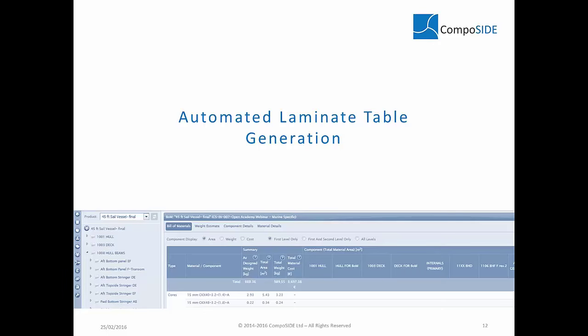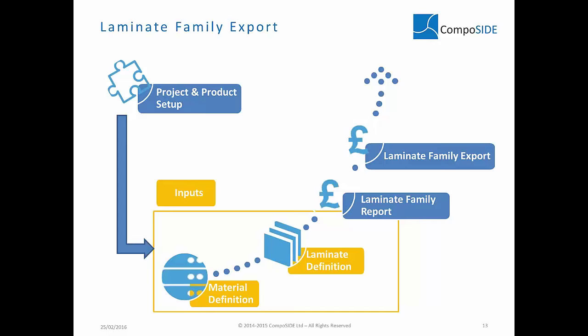Okay, so let's jump into CompoSIDE. First, we'll go through a quick overview of the workflow that we're going to go through, and then we'll jump into the environment. So this is an automatic laminate table generation. When we jump into CompoSIDE, we have our project and product setup. This is where we set up our safety factors, bill of material settings, as I said. Then we go to our inputs.